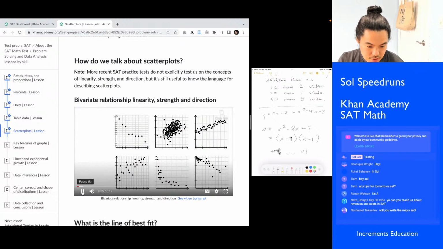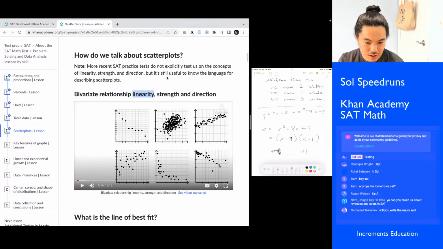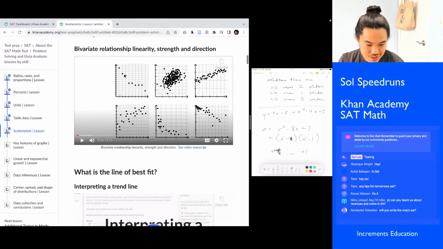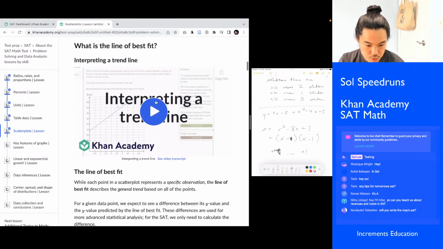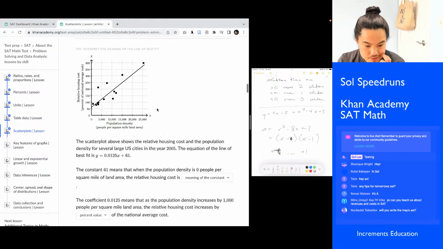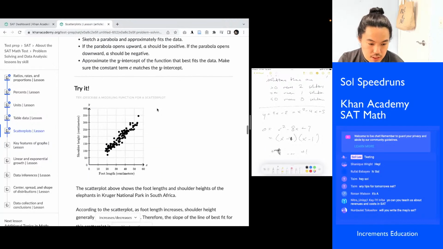Man, look at these very sexy words. Bivariate, relationship, linearity, strength, and direction. What the? Anyway, this is linear. You know what? I'm not gonna go into those words. We're good. Trend line. I'm good.